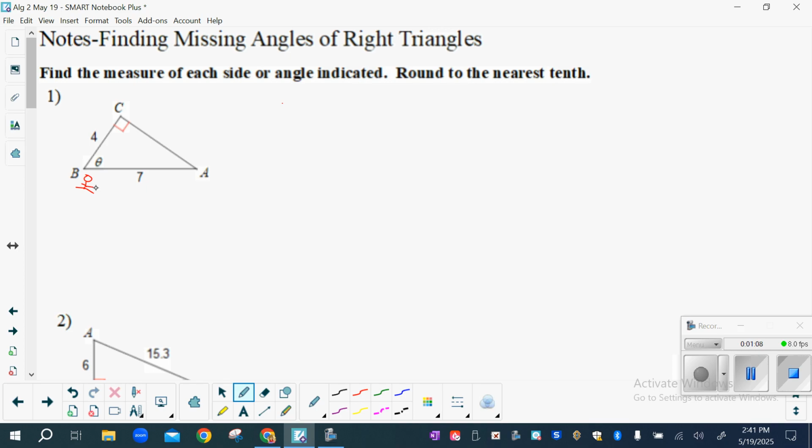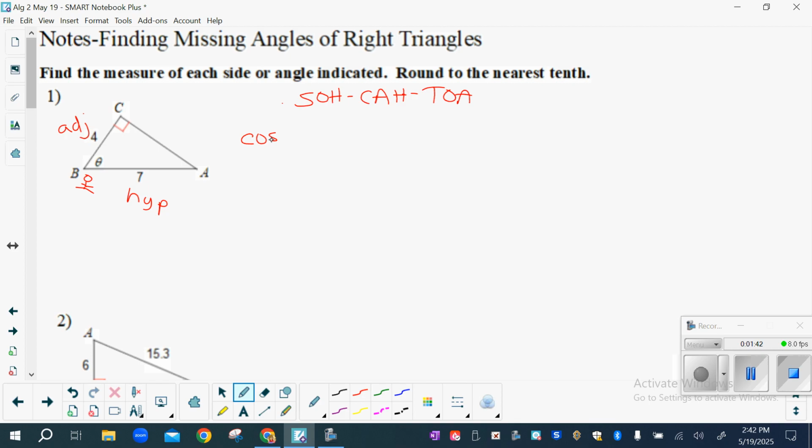And then we're going to use the sides that are given. So this group here, what is 4 in relationship to theta? The adjacent, opposite, or hypotenuse? I'd say that's adjacent. Okay, good. And then what about the 7? That is hypotenuse. That's right. So using SOHCAHTOA, which trig function would you use since you have adjacent and hypotenuse? You use cosine. Yes.